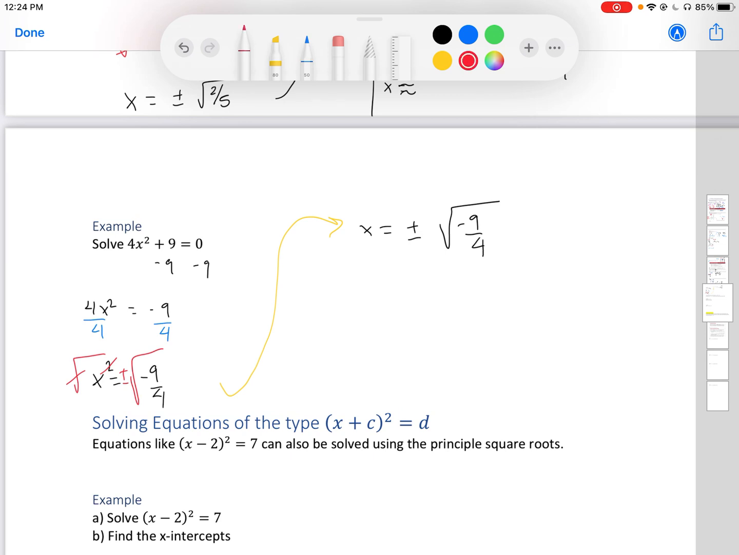Now what happens when I have a negative? Remember, we just write an i because we have an imaginary number. So we write this as x is equal to plus or minus i square root of 9 over 4. So you can write x is equal to positive i square root of 9 over square root of 4 and negative i square root of 9 over 4.